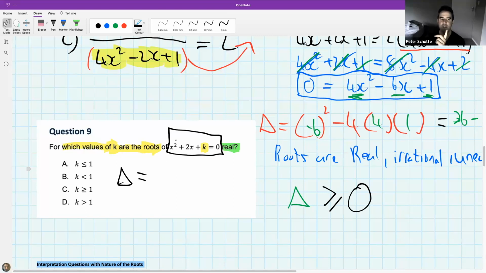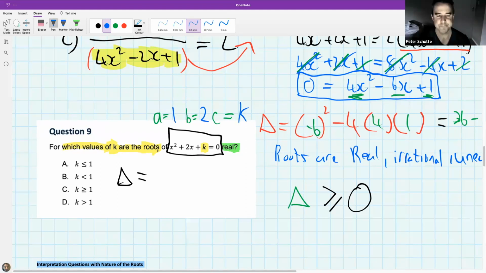Okay, Masana. Let me put it like this. What is a, what is b, what is c in this equation? If I asked you to write down a value for a, I think you would tell me that a is 1. And if I asked you what b was, b would be 2. But then c would have to be k. And that's what's new here.